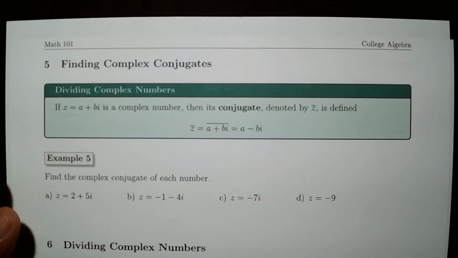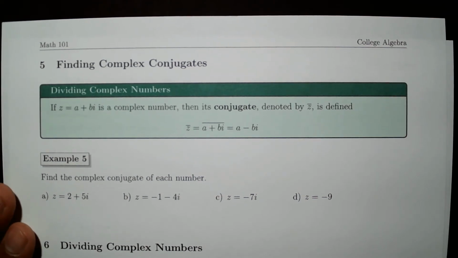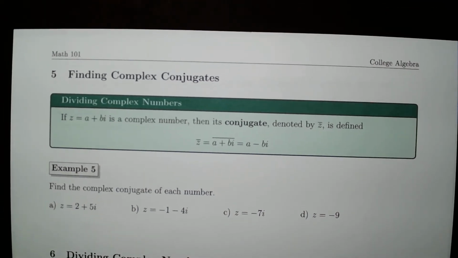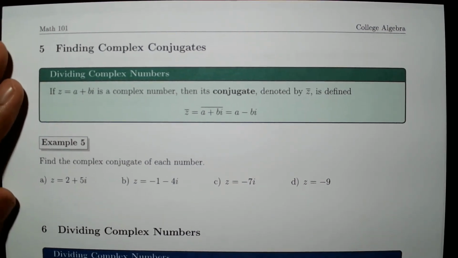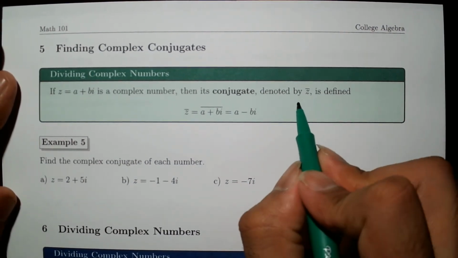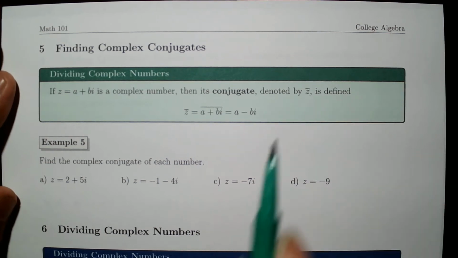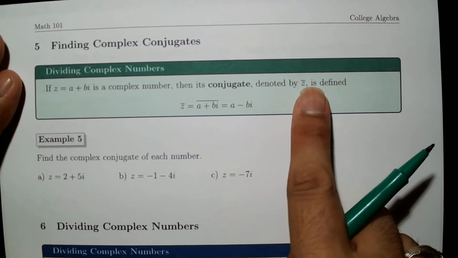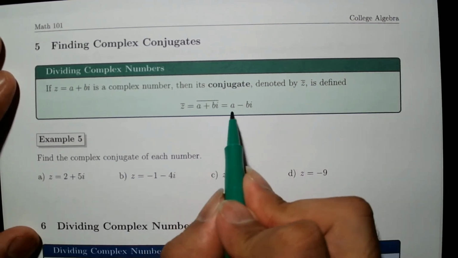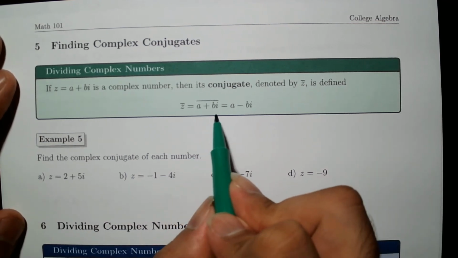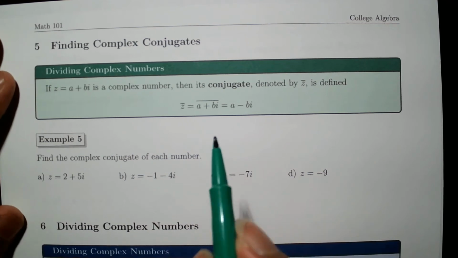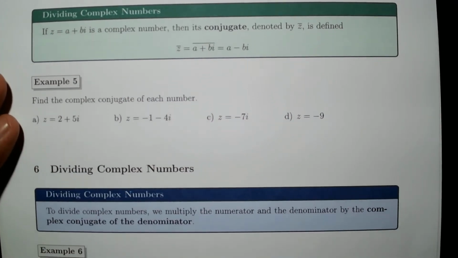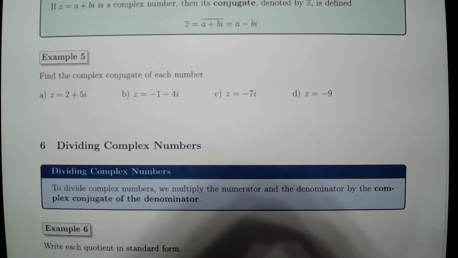Finding complex conjugates. We are going to need this when it comes to dividing complex numbers. So the conjugate of a complex number is denoted with a c, with a bar at the top of the letter c, as you can see in the paper. And all we do to find the conjugate is to change the sign of the imaginary part.